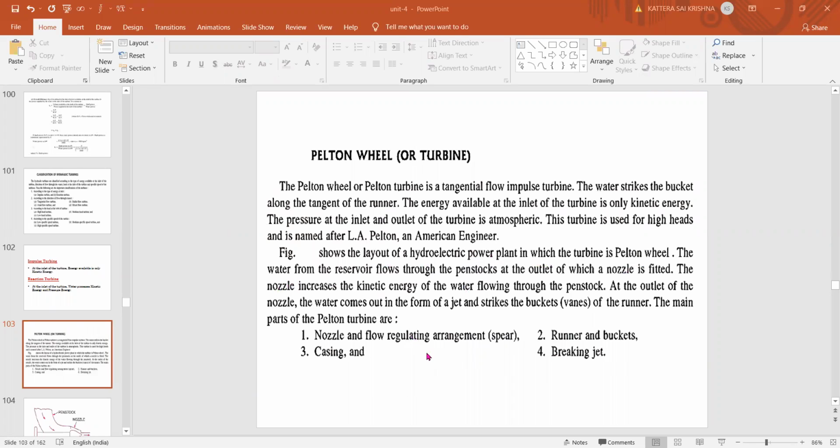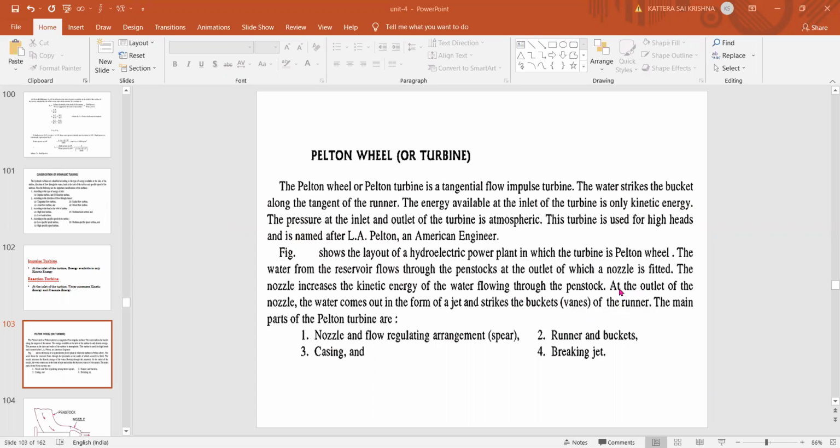The water from the reservoir flows through the penstock. I already said what a penstock is. A penstock is a large pipe connected from the reservoir to near the turbine, where a nozzle is connected to increase the velocity of the jet, right? The nozzle connected to the penstock will increase the kinetic energy of the water flowing through the penstock. At the outlet of the nozzle, the water comes out in the form of a jet and strikes the bucket. These are also called buckets, vanes, or blades of the runner.